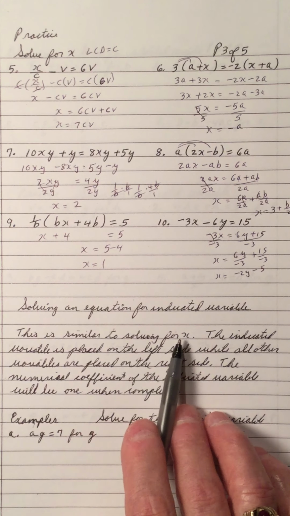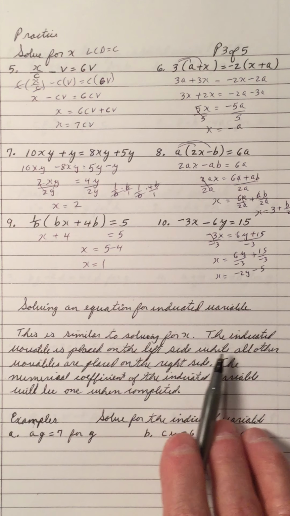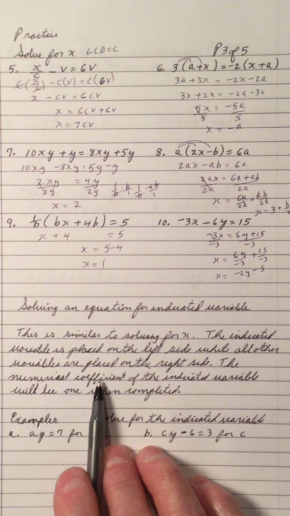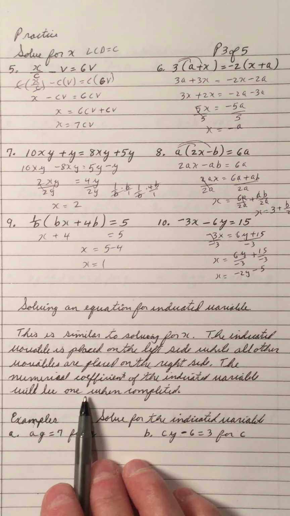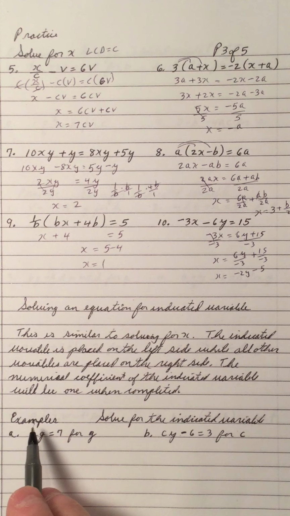this is similar to solving for x. The indicated variable is placed on the left side while all other variables are placed on the right side. The numerical coefficient of the indicated variable will be a 1 when completed. So all the ones we did previous to this were always with x on the left and everything else on the right, all the numbers, all the variables. So if we're solving for y, y is on the left, everything else is on the right, and we've got to have a 1y. So let's try some examples.